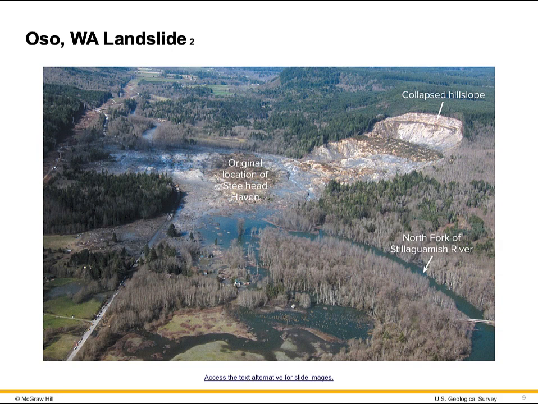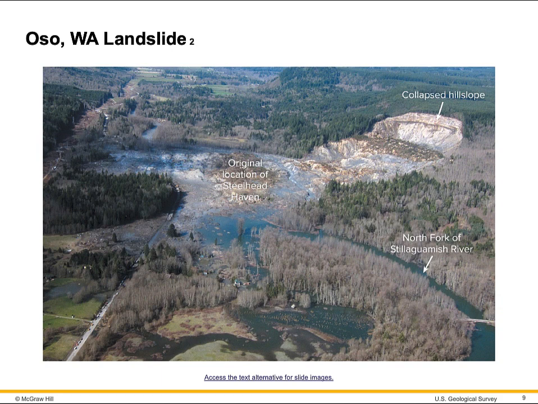It carried 18 million tons of debris downslope. It was very fast moving. 43 people were killed and 49 structures were totally destroyed. It's the deadliest landslide at that point in time in U.S. history.